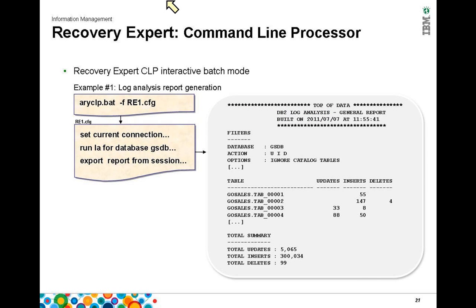So if we look at slide 21 just quickly, this is just an example. There's examples in the user's guide, but just to give you a quick feel for what that looks like, you would write a configuration file, and in that configuration file you'd have some basic initialization commands to connect to the database, etc., and then run log analysis for the particular database and export the report from that session. And you would get your standard log analysis report. We kind of looked at this already a few slides back. So here's another summary log analysis report for a period of time against this database GSDB.